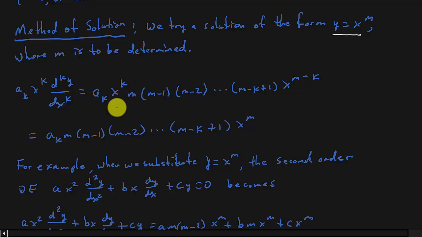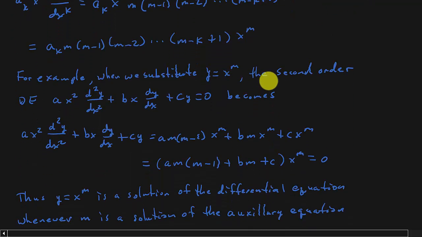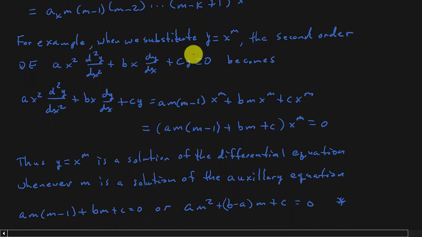It'll make more sense once we start working the examples. For example, when we substitute y equals x to the m into the second order DE, so we've got the differential equation here, it becomes this: a m times m minus 1 x to the m plus b m x to the m plus c x to the m. Then we're going to factor out an x to the m. You see that, factoring it out right here, and we're left with this equals 0.